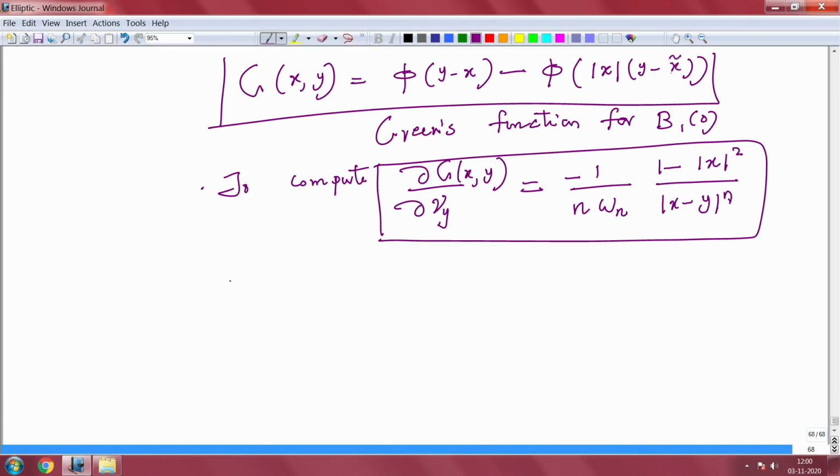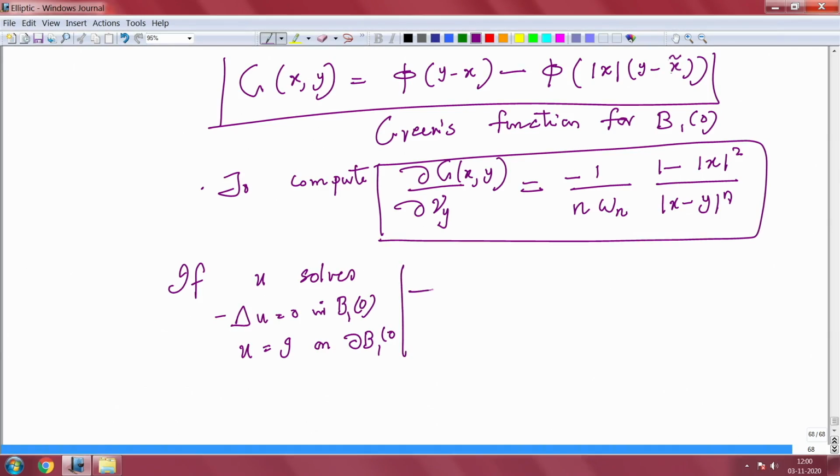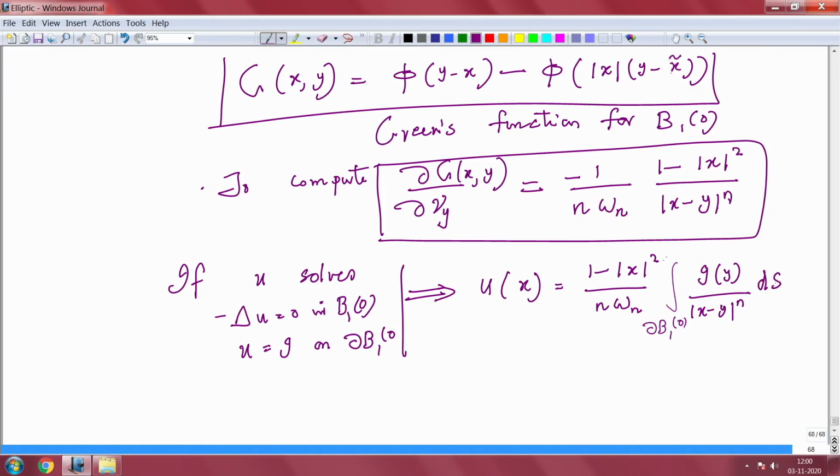So, if you solve Laplacian of u equal to 0 in B1 of 0, u equal to g on the boundary of B1, then the Green's representation formula gives u of x equal to 1 minus mod x square by n omega n times the integral of g of y by mod x minus y power n ds of y. Take care of the signs properly. This is the representation formula.